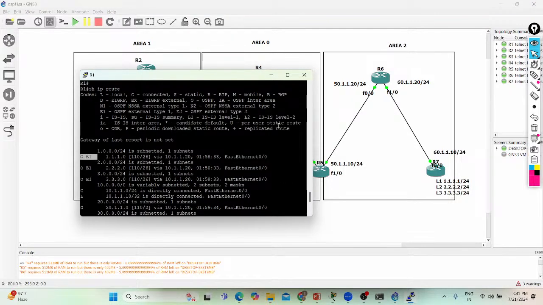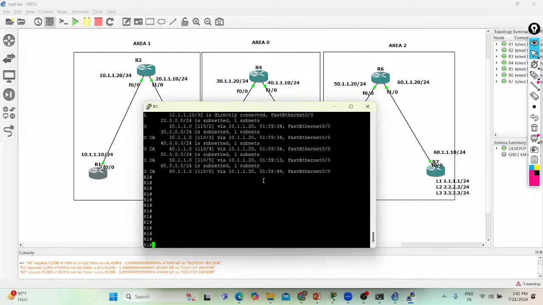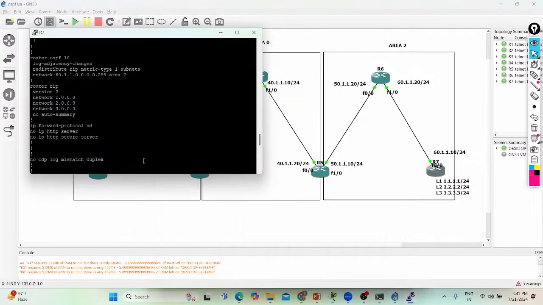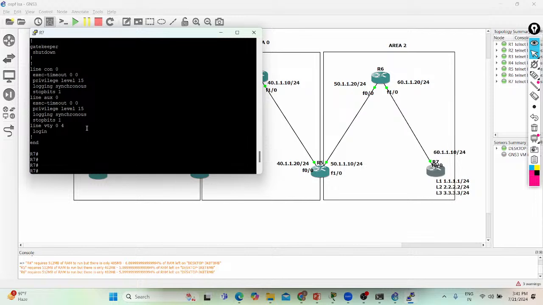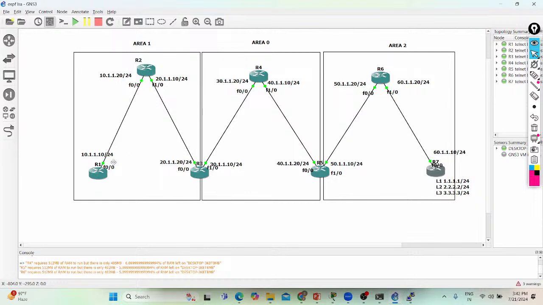Why? Because it is not considering the metric to reach from R1 to R7. It will only take the metric from R7 to these particular RIP routes. That is 21. So I have changed it to E1 so that I can see the metric as well. Like here, if you can see, I have given the command redistribute RIP metric type 1. I have changed the type to 1. Why? Because by default it was metric type 2 that was advertised from the external routers. The ASBR was advertising these routes.